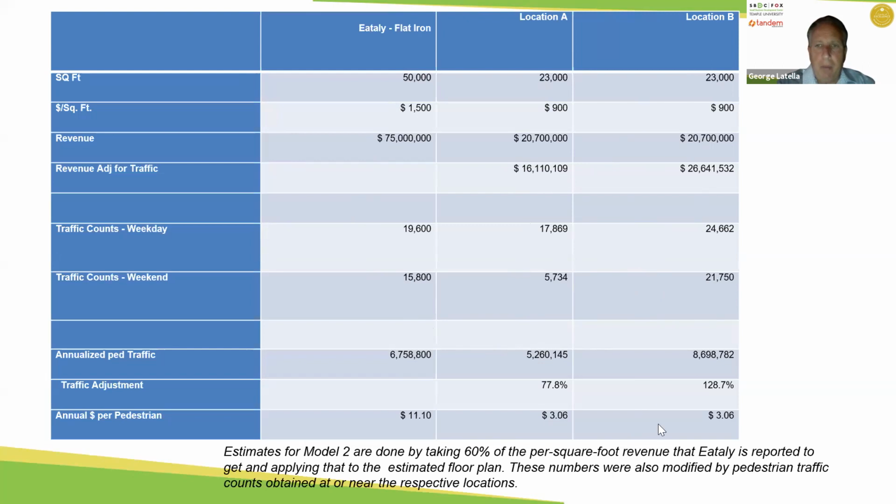But then you can come up with a number to say, okay, is it realistic to assume that if we open a 23,000 square foot facility, that we can do $3 per person walking by? My answer was yes, because, okay, if Eataly's doing $11 per person walking by, this is like almost 25%. So we're not saying we're going to do $11. We're saying we're going to do $3. This is where you kind of get back to the assumptions: rational, defendable, conservative.